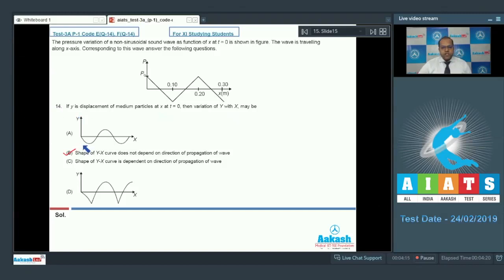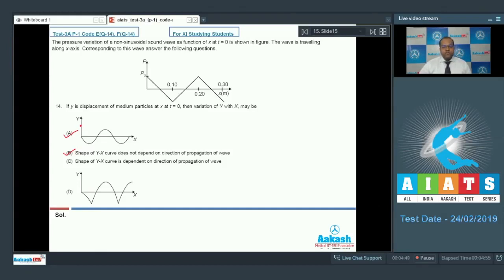Now, in options A and D, it is asked what is the possible variation of y with respect to x. In option D, at this point, the function is non-differentiable. So D is wrong, and this is a differentiable function, so the variation of y with respect to x may take this shape. So option A is correct. The correct answers for question number 14 are options A and B.